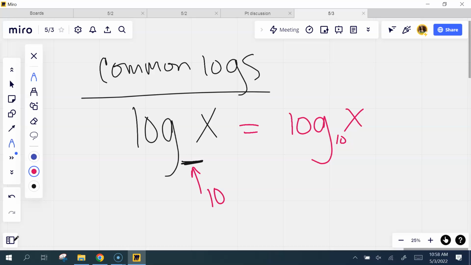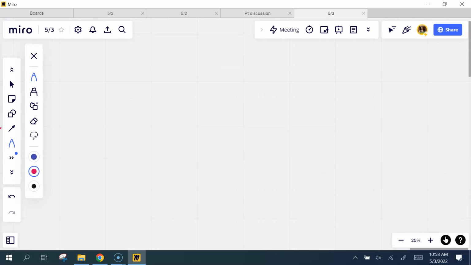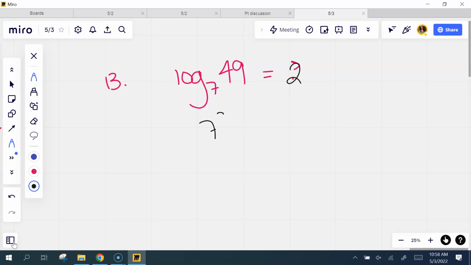So look at number 13. Logs equal what? What do logs always equal? Logs are what? Exponents. That's what I was trying to get. Logs are exponents. So I want to know what this equals. What would you need to put? How do you know? Because I'm thinking 7 to the what power would be 49. I need the power of 2 because logs equal exponents.